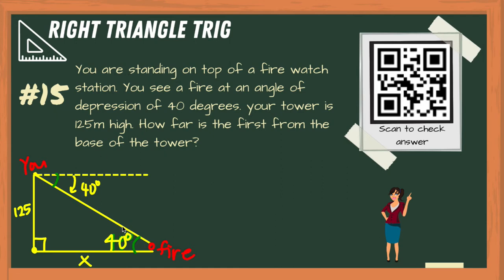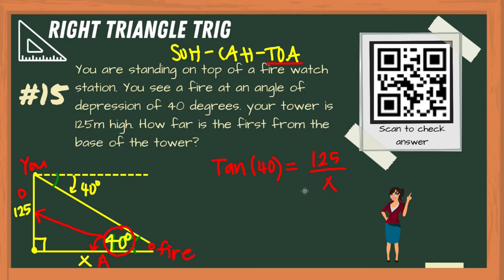So then we want to determine this distance on the ground. So we'll be using right triangle trig. So I'll write down SOHCAHTOA again. The angle that we're using is the 40, so label the sides based on that. So the 125 is the opposite. The x is the adjacent, so we'll be using a tangent function. So we have tangent of 40 equals the opposite side, 125, over the adjacent side, x.